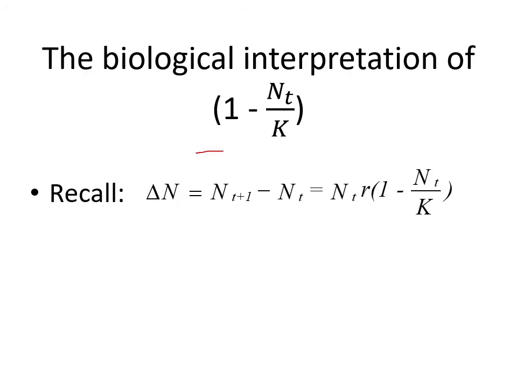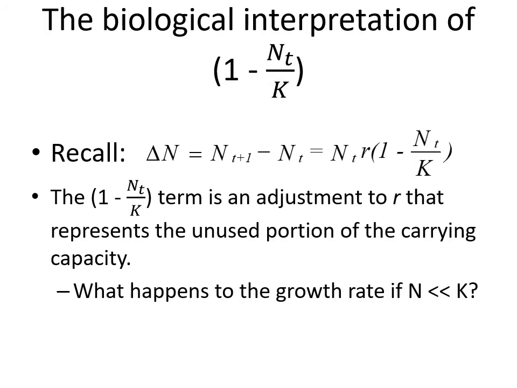So let's look at the biological interpretation of this term, 1 minus N sub t over K. Notice that if we take that term out, we're just right back to the exponential growth equation. So it's really this that transforms exponential growth to logistic growth. And the way you can think about this is that term, 1 minus N sub t over K, is an adjustment to r that represents the unused portion of the carrying capacity.